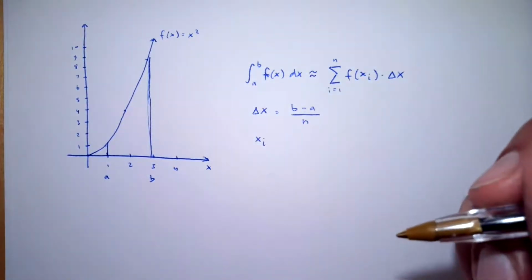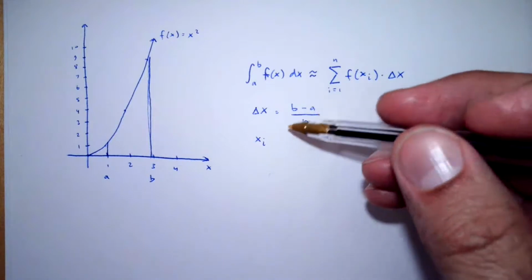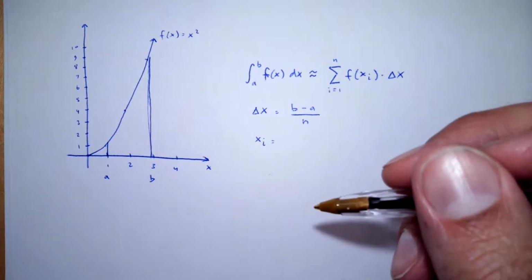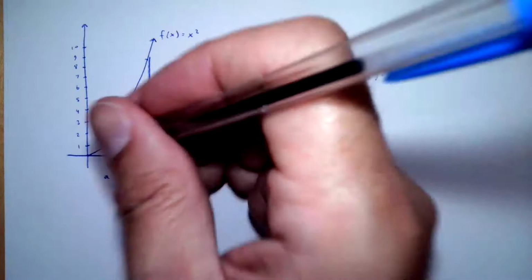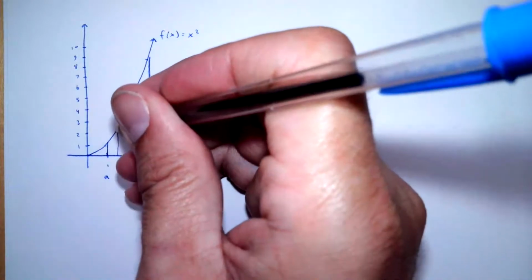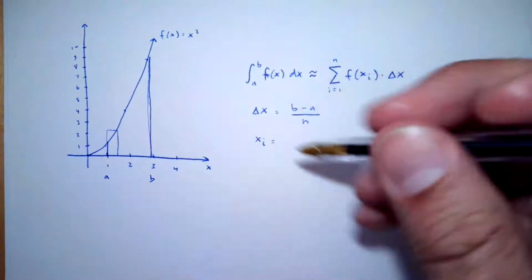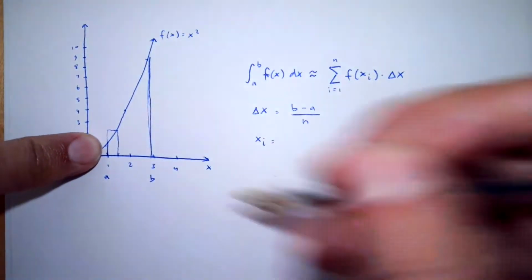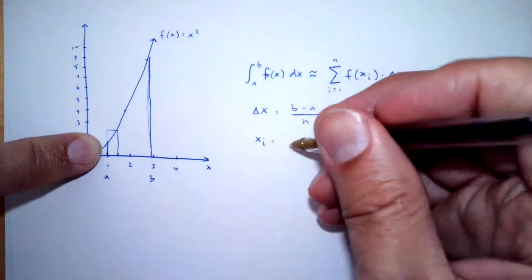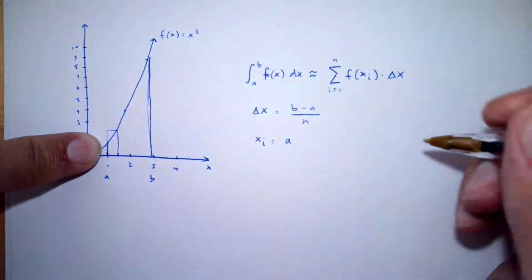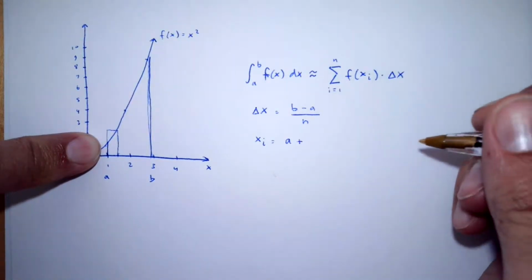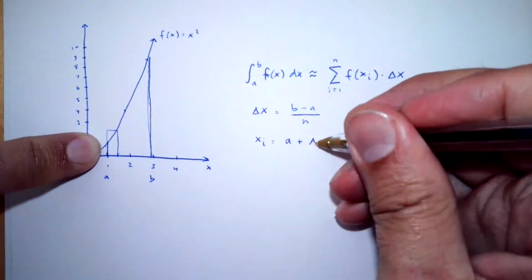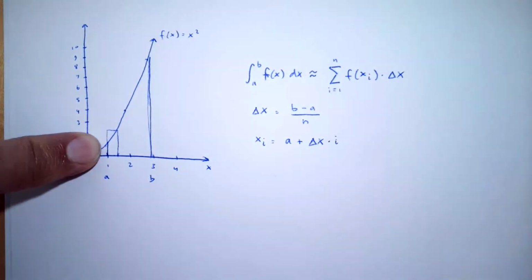And then our x sub i. So we want to be specific about which x's we're using. And we're going to keep talking about the right-hand rule, what we were using before. So last time we looked at the right-hand side of our rectangles. So we wanted to make sure that we were grabbing that right-hand side. So how we're going to keep track of that, we're going to say, okay, let's go to our starting point, and we're going to add to that our delta x. So however far over we need to go, however many times we need to do it, right?